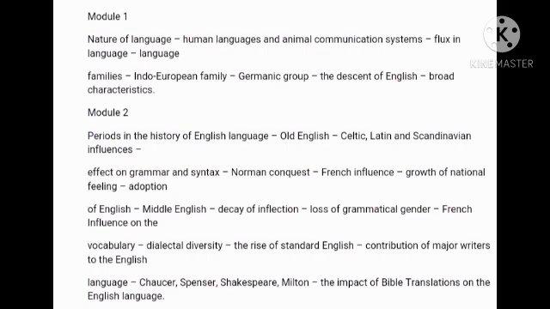And Module 2 consists of topics like periods in the history of English language, Old English, Celtic, Latin and Scandinavian influences, effect on grammar and syntax, Norman conquest, French influence, growth of national feeling, adoption of English, Middle English, decay of inflection, loss of grammatical gender, French influence on the vocabulary, dialectal diversity, the rise of Standard English, contribution of major writers to the English, then Chaucer, Spenser, Shakespeare, Milton, then the impact of Bible translations on the English language.